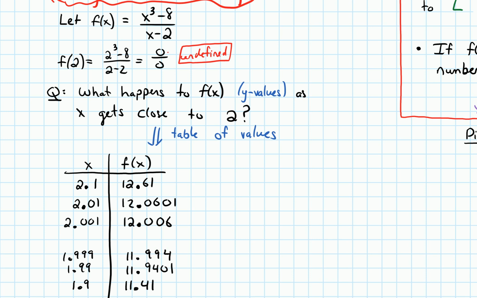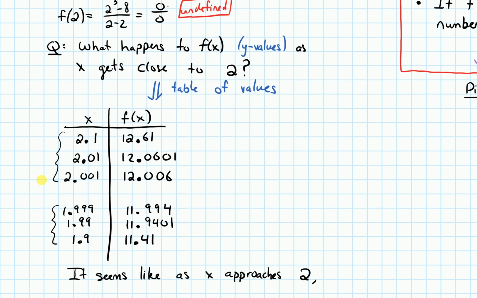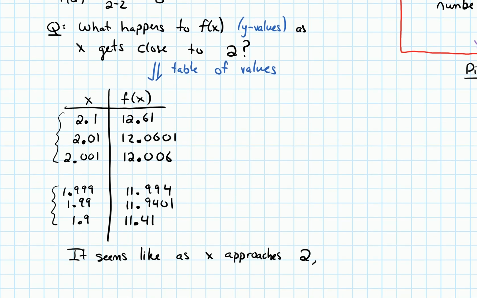So from either side of 2, these are some numbers bigger than 2, and these are some numbers smaller than 2, it seems like their corresponding y values, what f of x is, are getting closer and closer to 12. So I'm going to write that down. It seems like as x approaches 2, f of x, and f of x refers to the output, the y values, approaches 12.